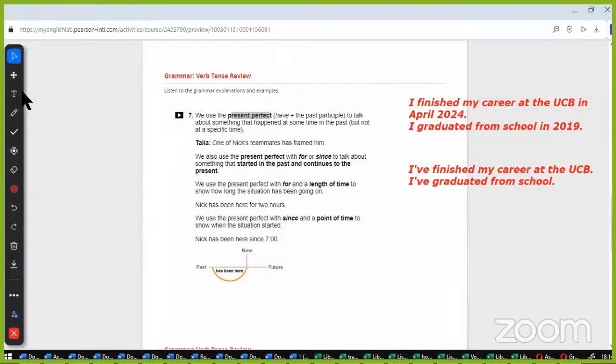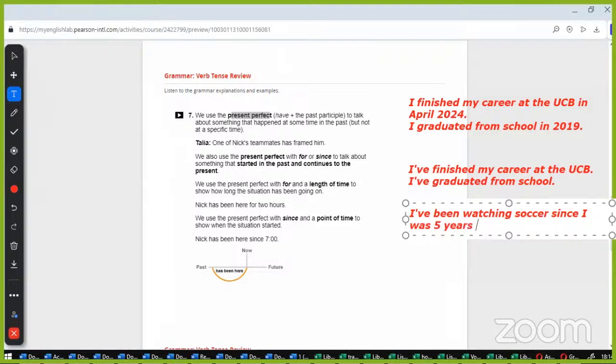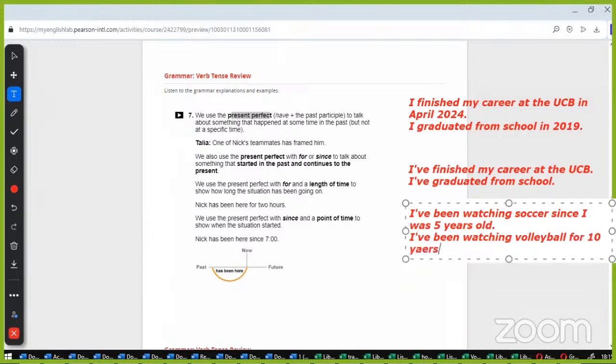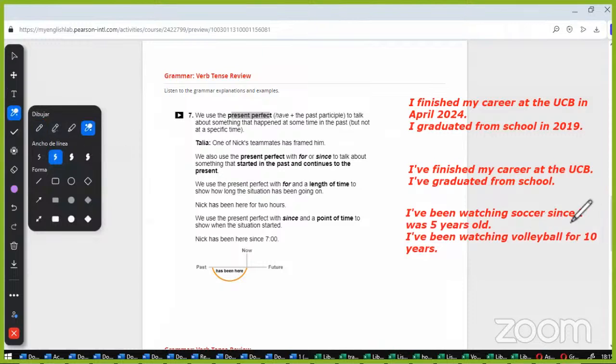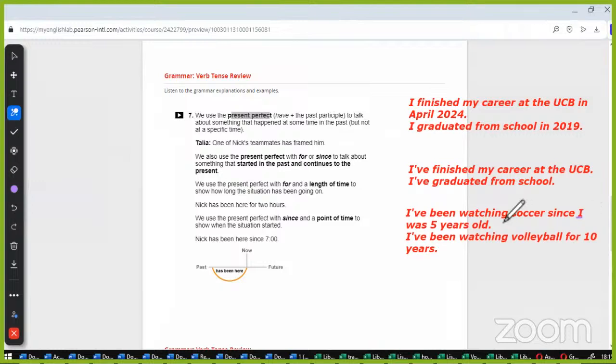Also, you can use the present perfect for things that started in the past and continue until now. I have been watching soccer, let's say, since I was 5 years old. Is there any sport you like? For example, volleyball. Let's say you've been watching this for 10 years. The main difference with since and for is that the first one is used with a specific point in time, and the second one is used with a length of time, for 10 years. That's the main difference there.